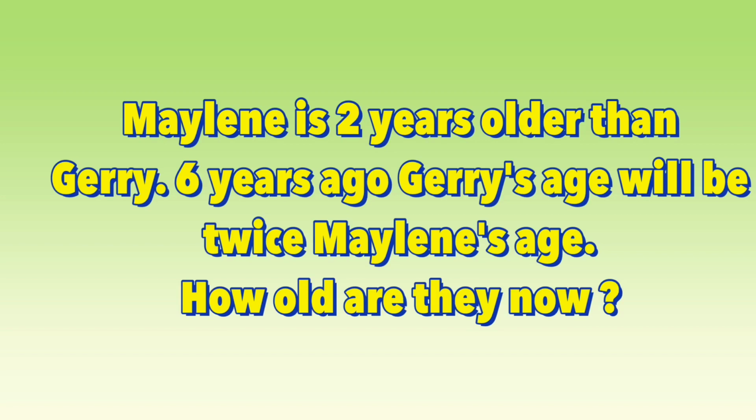Okay, next problem, number 6. Maylene is 2 years older than Gerry. 6 years ago, Gerry's age will be twice Maylene's age. How old are they now? So it's asking for the present age.